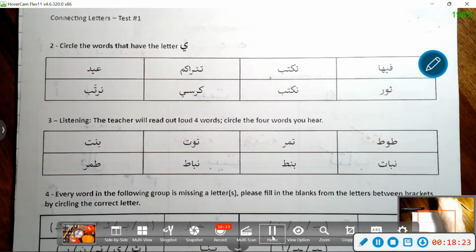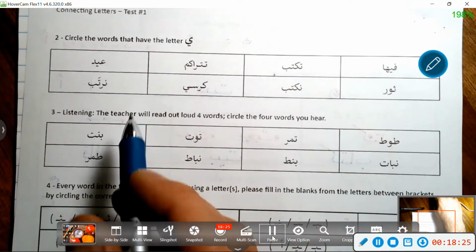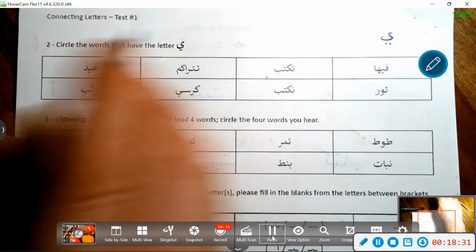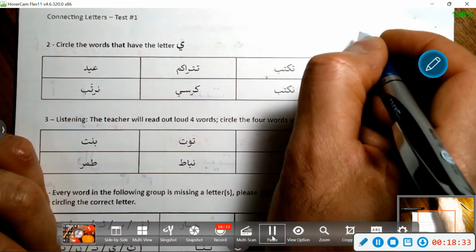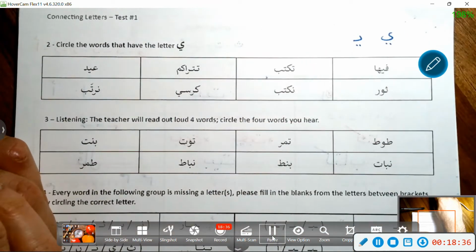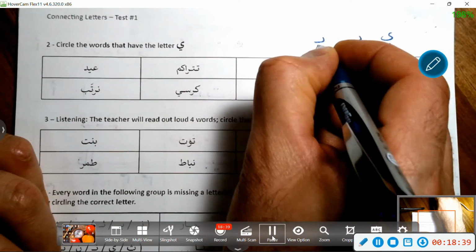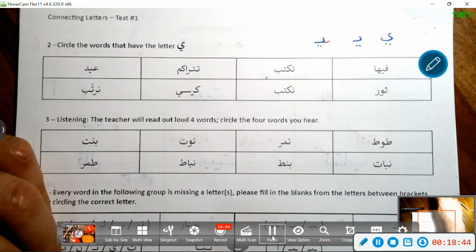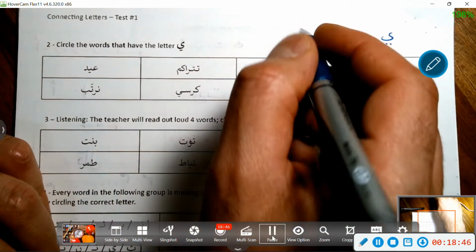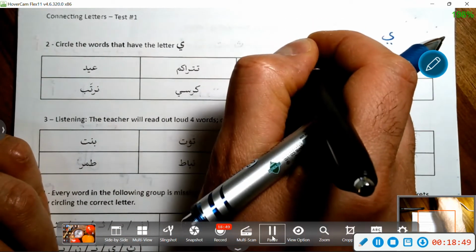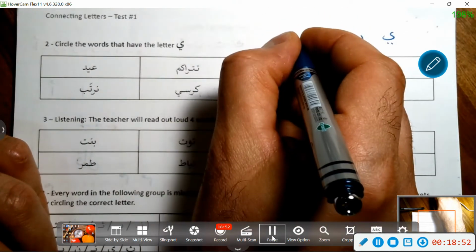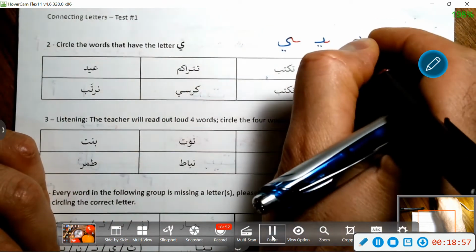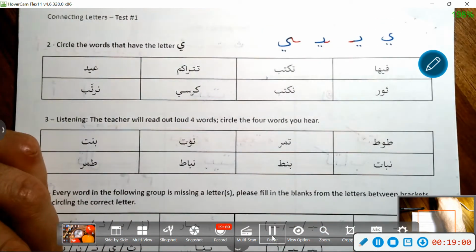When it's standing alone, it's like this. When it's at the beginning of the word, it's like this. When at the middle of the word, it's like this, and it's connected to the previous letter. And when it's at the end, it's like this. Something follows, and the Ya comes like this. So we always have some extension to prepare the letter to connect with the next letter. So these are the four ways that letter comes in.